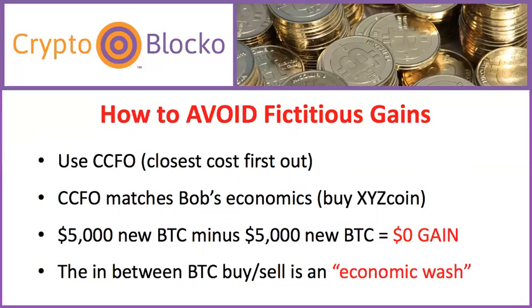So basically the 10 minutes in our example where Bob bought the BTC just long enough to then buy the XYZ coin, which is what he actually intended to do in the first place, this method matches the economics of Bob's situation. That's why the in-between, the hop, the conduit, the middle transaction, whatever words you want to call it, that in-between hop, buy, sell, is an economic wash. And this CCFO methodology, for example, helps to match the economics of Bob's situation.